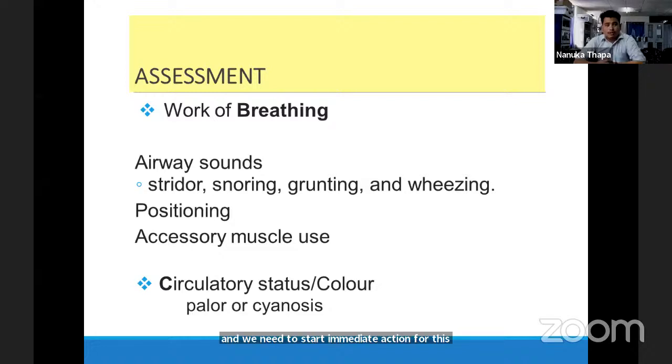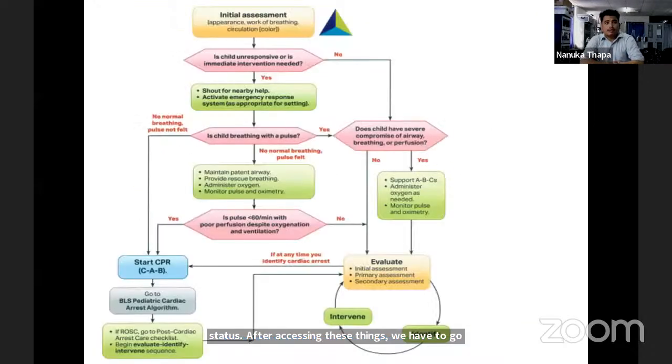Then comes your circulatory status or the color. Severe pallor may be a sign of acute hemorrhage or acute bleeding. Cyanosis might be there if prolonged hypoxia is there. So these are the things which you need to assess in the initial status. After assessing these things, we have to go through our interventions. Like in the first slide, we have seen that if the child is unresponsive, or if there's any breathing difficulty or any airway obstruction, then we have to go with the sequence which is shown in the slide.